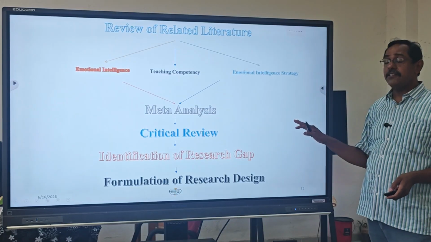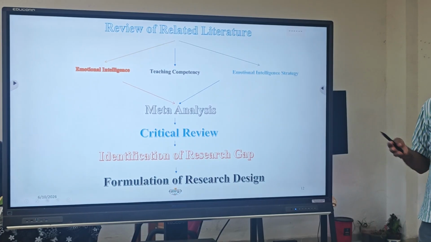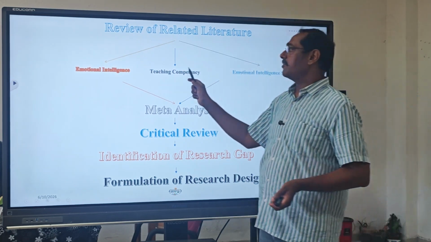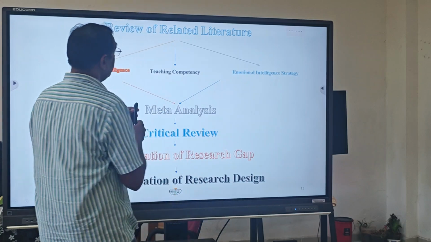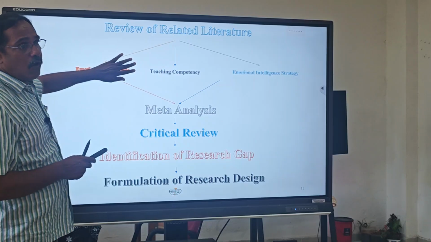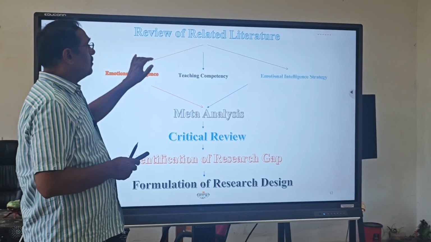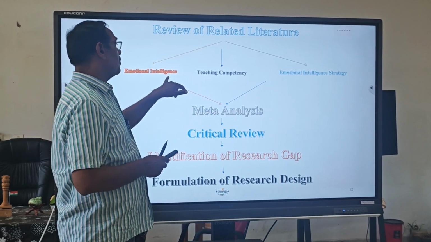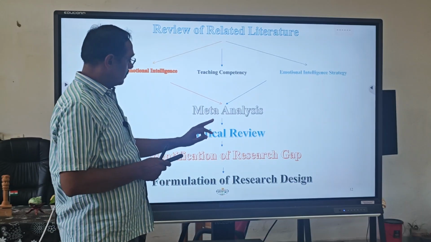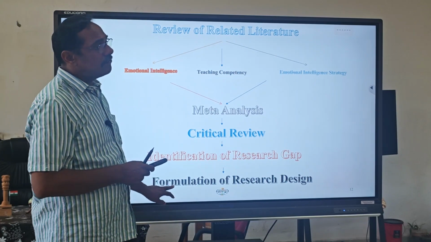And then this is also a must for us. I have given my example, and you have to give your own. The center one can be either themes or frameworks. The title is Review of Literature. The second one can be either theme-wise or framework-wise, whatever you have seen. Variables are seen in three categories: emotional intelligence, teaching competency, and emotional intelligence strategy. Then we went for meta-analysis, then critical review, then identification of the research gap, and finally formulation of the research.